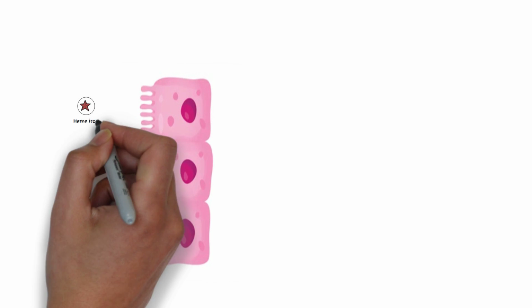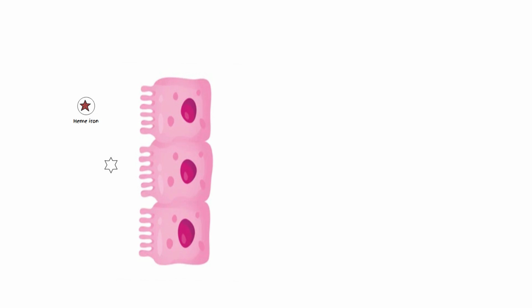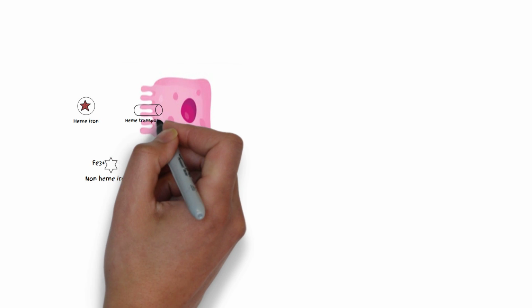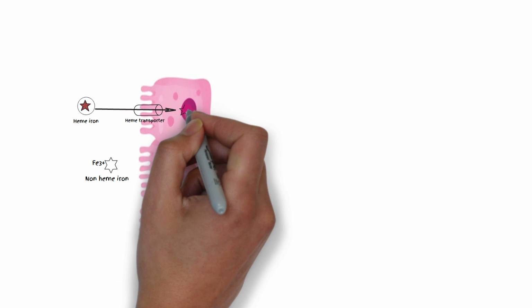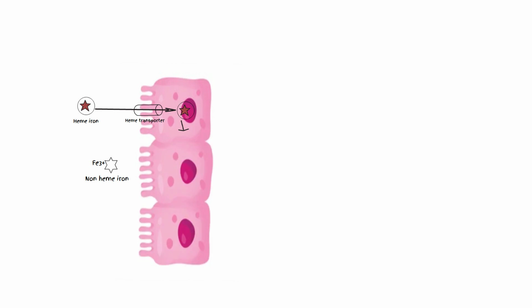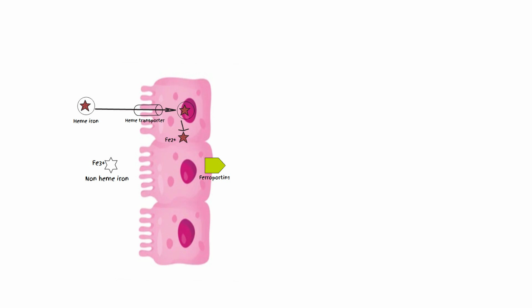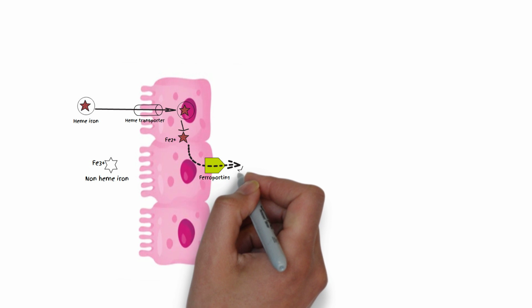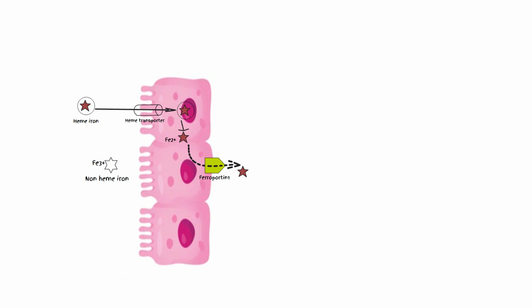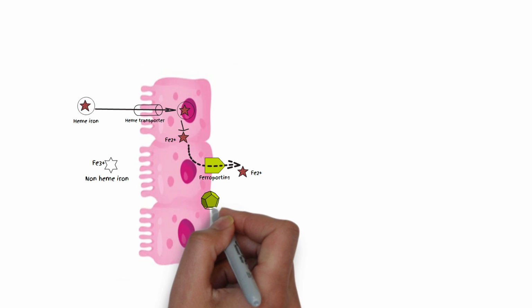Now, as we know, we are taking iron in two forms, heme iron and non-heme iron. Heme iron will be transported to the cell with the help of the heme transporter, and heme iron is in the form of Fe2+. Fe2+ will be transported to the basolateral side of the cell with the help of ferroportin. Now, for plasma transferrin to bind with the iron, it should be in the Fe3+ form. So hephaestin will oxidize the iron from Fe2+ to Fe3+.